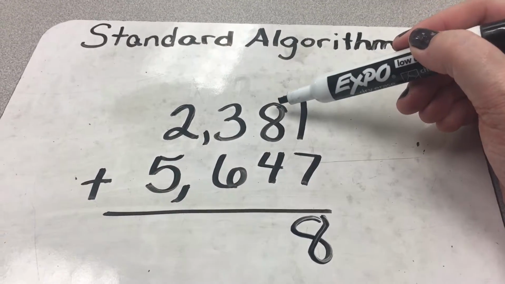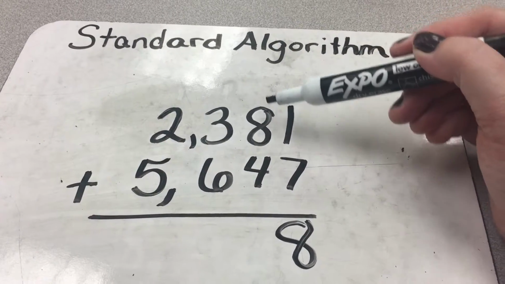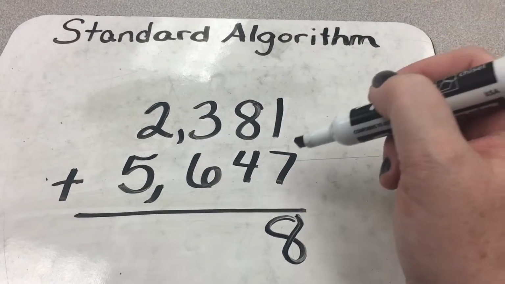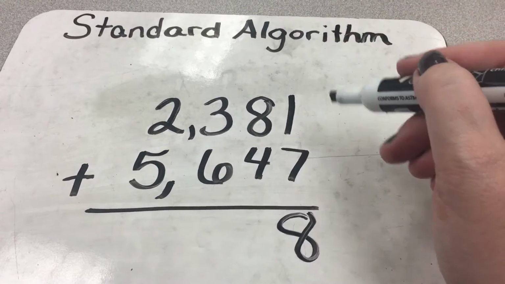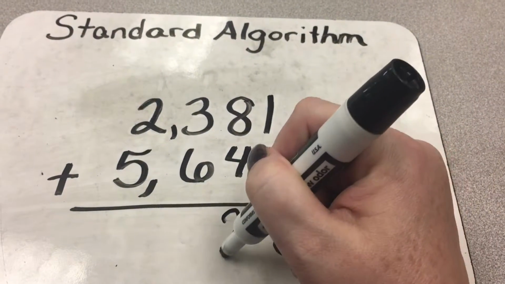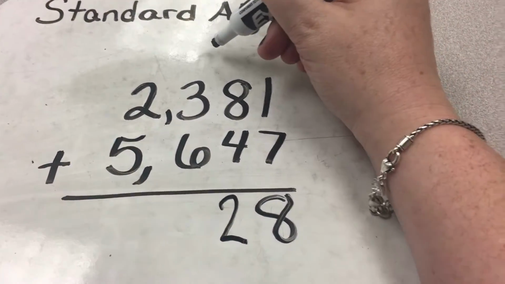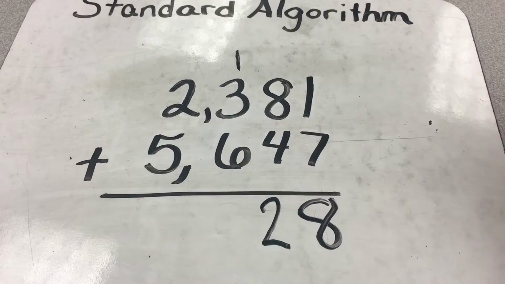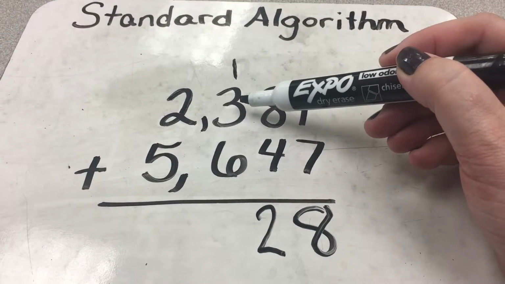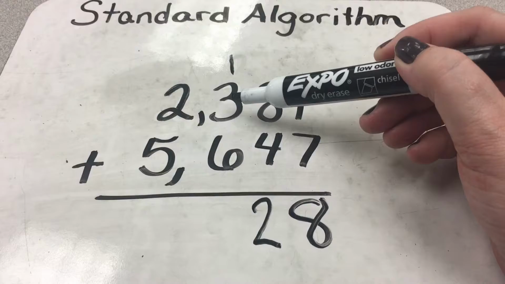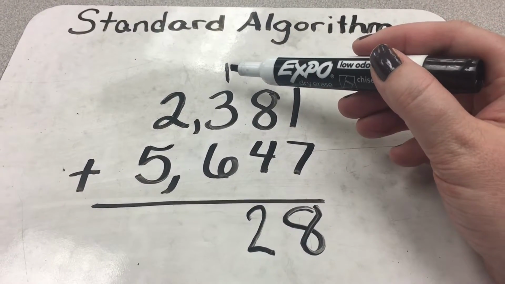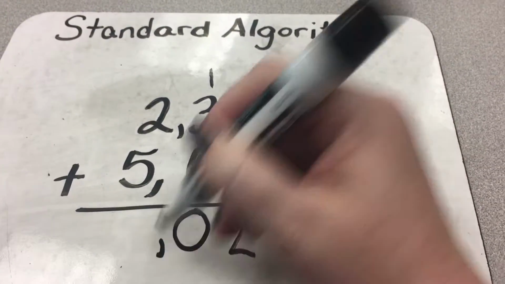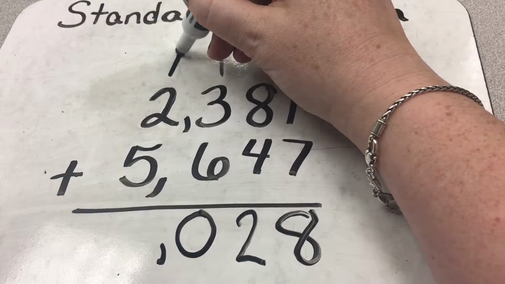Then I'm going to move to my tens place. I have 8 tens plus 4 tens, which is the same thing as saying 80 plus 40, and that is going to give me 12 tens or 120. So I'm going to put a 2 in the tens place, and I'm going to regroup my 100. Now I have 6 100s plus 3 100s, that is 900, plus another 100, that's going to give me 1,000. So I have 0 hundreds, and I'm going to regroup my 1,000.